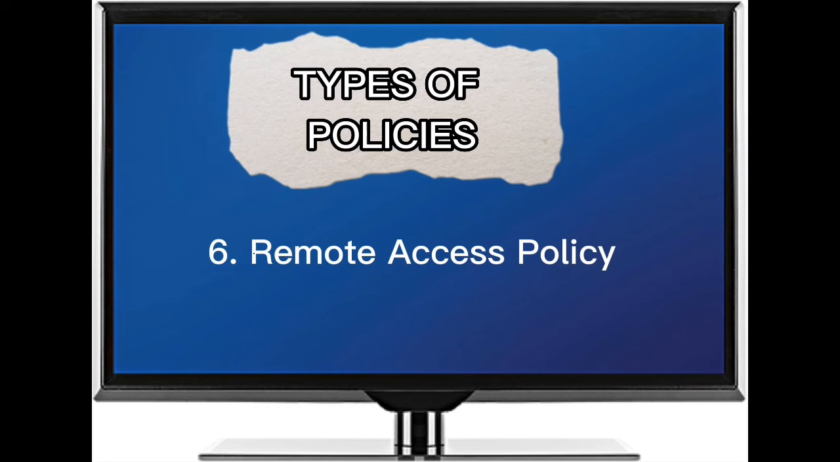Remote access policy. This policy is mainly for big companies where the users and their branches are outside their headquarters. It tells what the user's access should be, when they can work, and on which software, like SSH, VPN, and RDP.